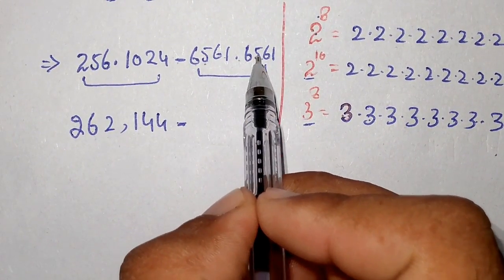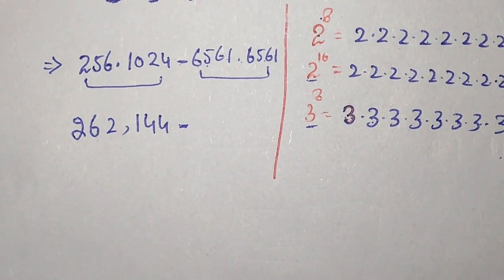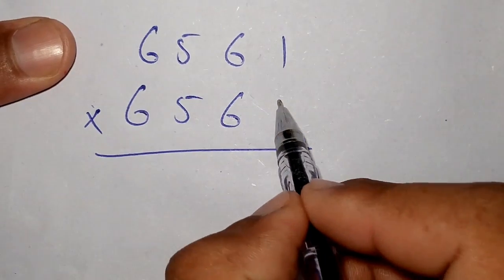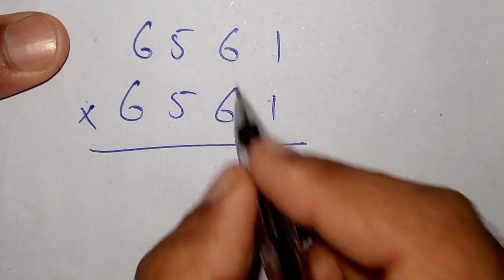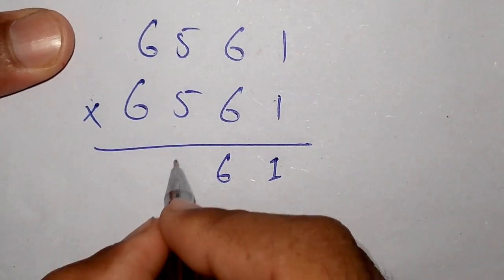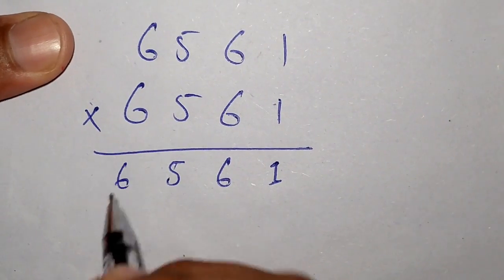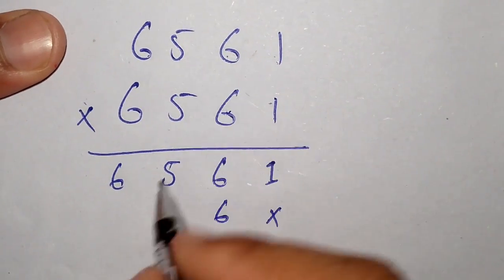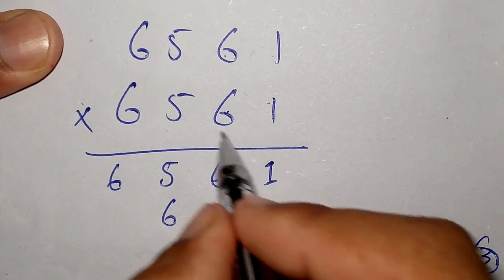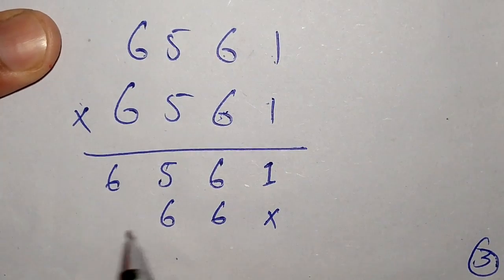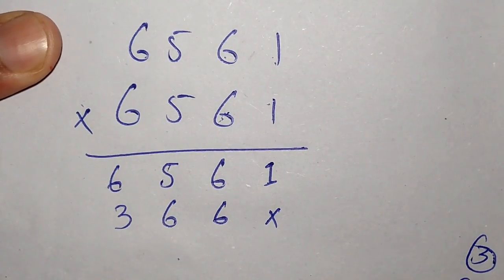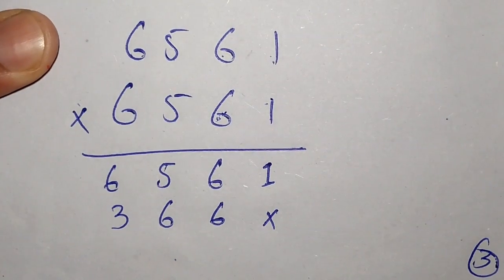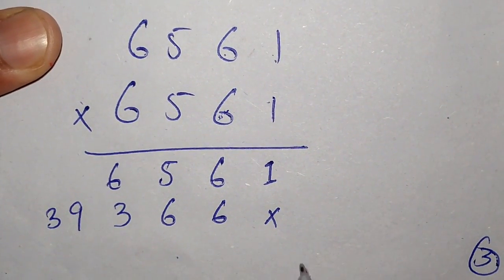6561 times 6561. So we have to multiply these two numbers. So 1 times 1 is equal to 1. 1 times 6 is equal to 6. 1 times 5 is equal to 5. And 1 times 6 is equal to 6. Now 6 times 1 is equal to 6. 6 times 6 is equal to 36. 3 carried. 6 times 5 is equal to 30. 30 plus 3 is equal to 33. Again 3 carried. 6 times 6 is equal to 36. 36 plus 3 is equal to 39.